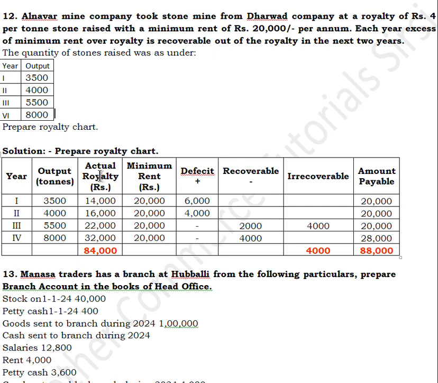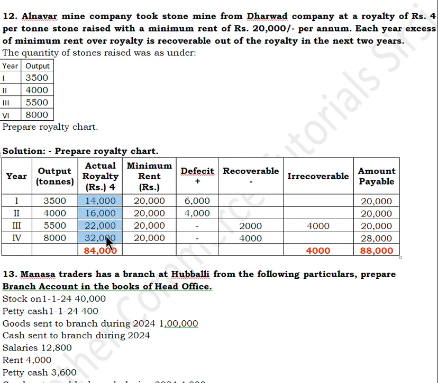So for the solution you will be needing 8 columns. The first column is very simple. You have to copy down all the years from the question, so these years will come here. The second column is also easy, that is the output, which will come here as it is. The actual royalty charged here is rupees 4, that is given in the question. So actual royalty is 4.